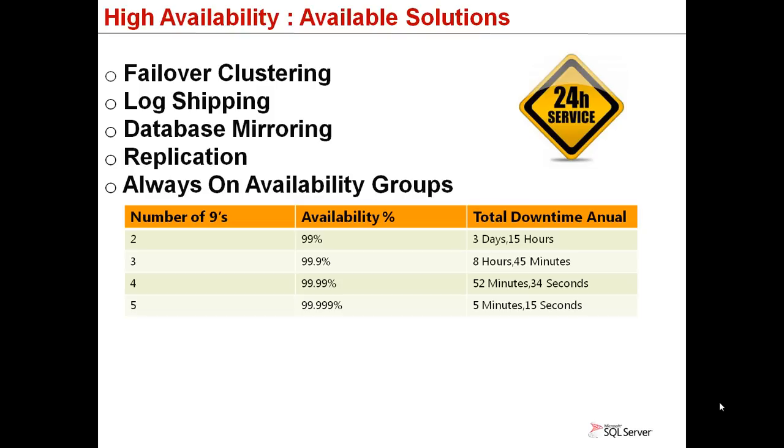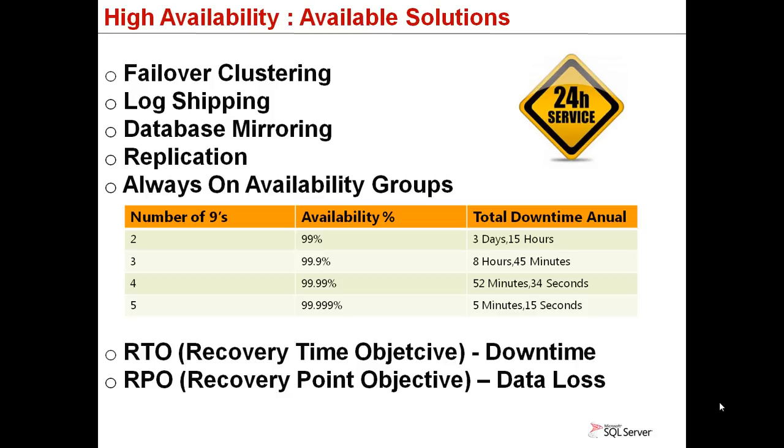met with the contract. And these two concepts are also fundamental to understand how to pick the right solution for each business. RTO means recovery time objective, and it measures the amount of downtime a business can tolerate, while RPO, recovery point objective, is concerned with data loss.